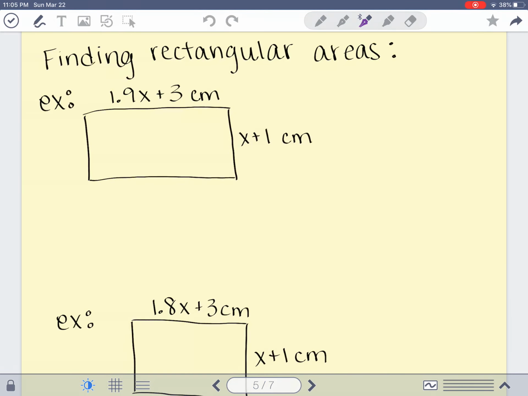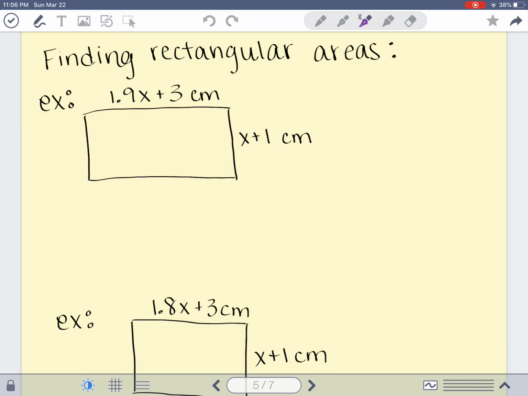Alright, hopefully this is the final video for this section. Again, we are in section 7.2 on multiplying polynomials. So here I'm going to show you a few examples where you might see a word problem.